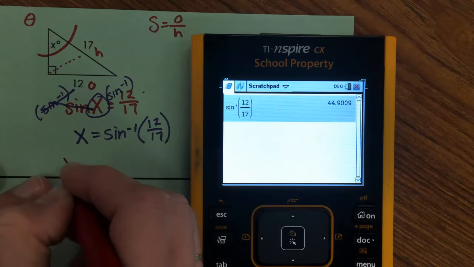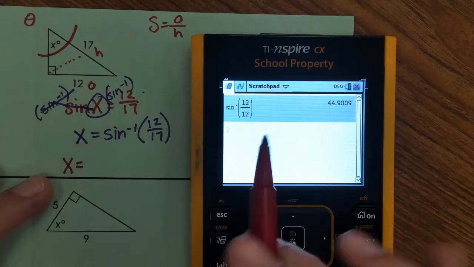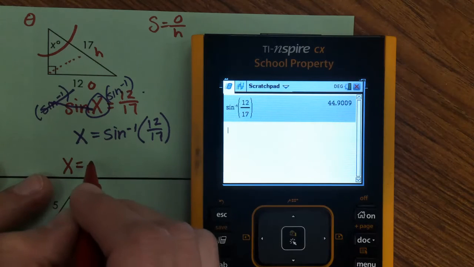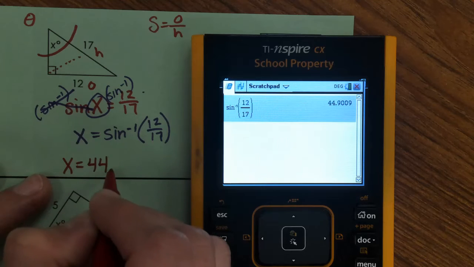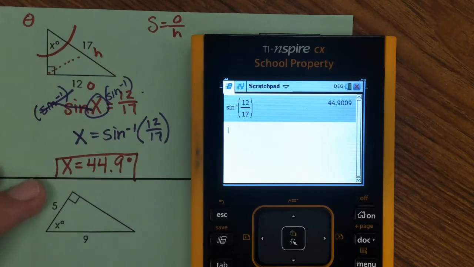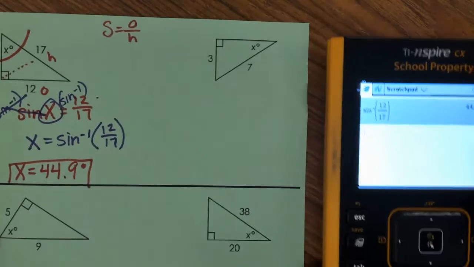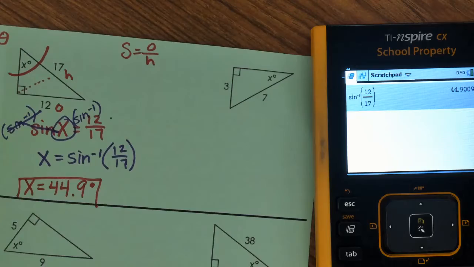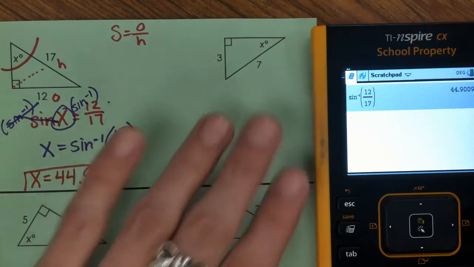So here you can say your x, your missing angle, rounding to the nearest tenth, is approximately 44.9 degrees. And we're done with the problem. And that's as hard as it's going to get with finding the missing angle. So what I suggest is that you pause it and try the next one on your own.